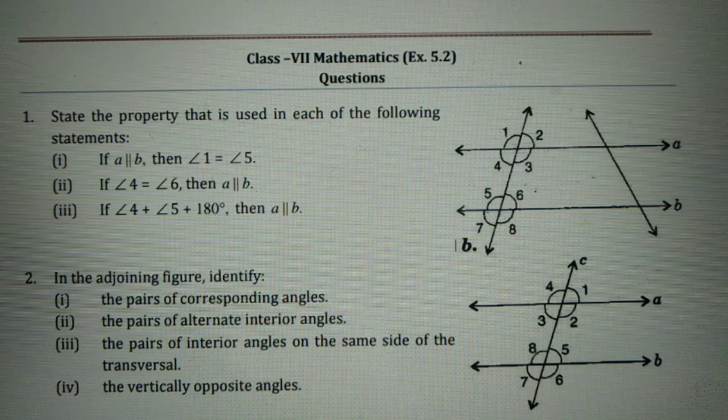And the last one is the vertically opposite angles. Now how can we find vertically opposite angles? When two lines cut each other, you know the transversal line cuts these two parallel lines at two points. So vertically opposite angles are 1 and 3, 2 and 4 at one point, and from the second point, 5 and 7, 6 and 8. These are the vertically opposite angles.